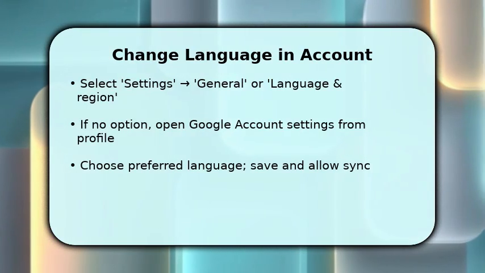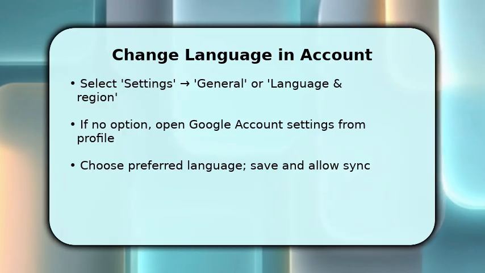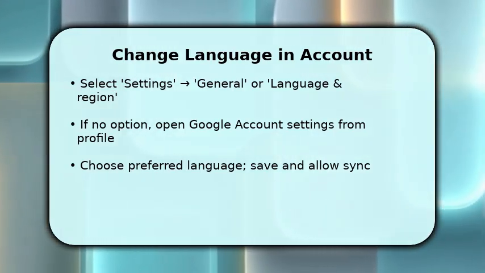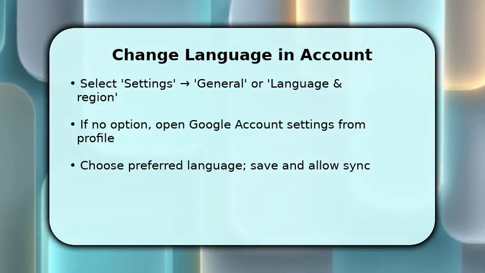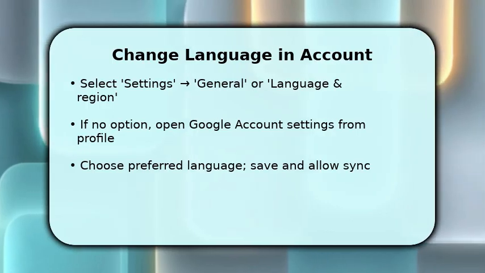Now change the language that Google Photos actually uses. In Settings, look for General or Language and Region and select it. If Photos lacks this option, tap your profile and choose Manage your Google account, then Data and Personalization or Personal Info to find language. Pick your preferred language and save.